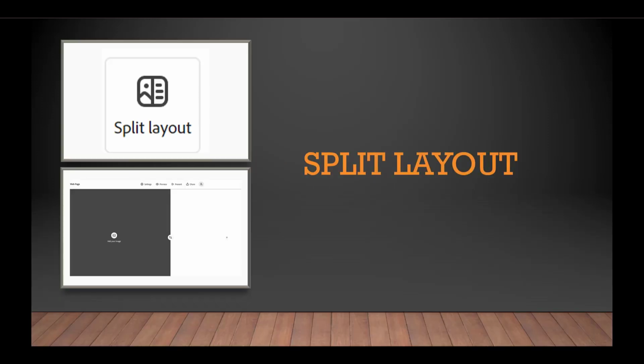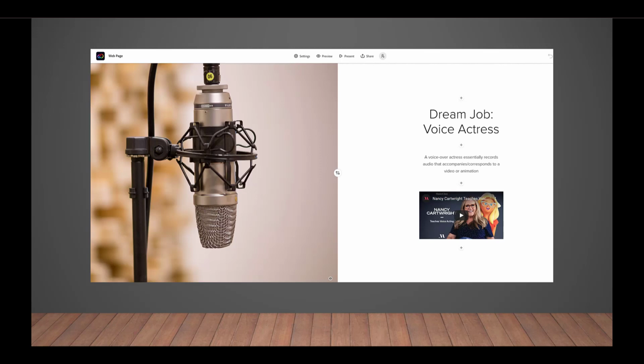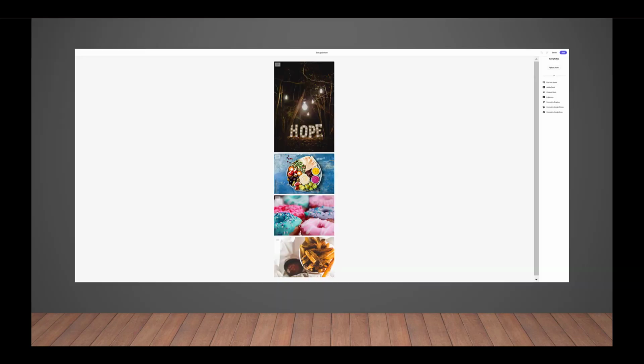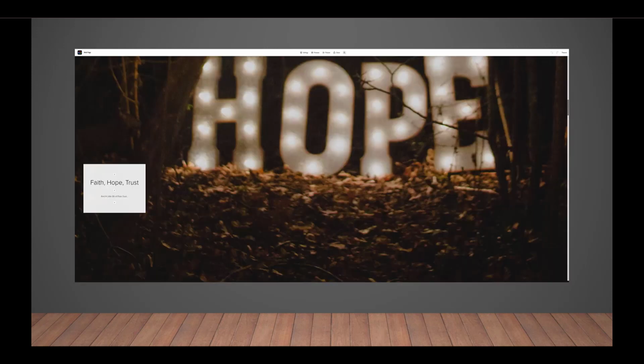First, the split layout allows you to add information in a column-like display. As you can see in this example, I've added images on one side and text and a video on the other side. The glide layout allows you to simultaneously add multiple photos to your web page, creating a glide-like scrolling appearance. You can also add text, videos, and links on top of your gliding images.